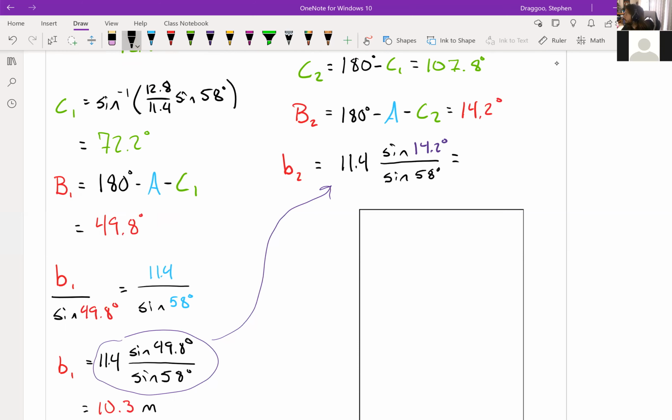So we can pull up that same entry in our calculator, but change 49.8 degrees to 14.2 degrees and come up with 3.3. And again, in meters.